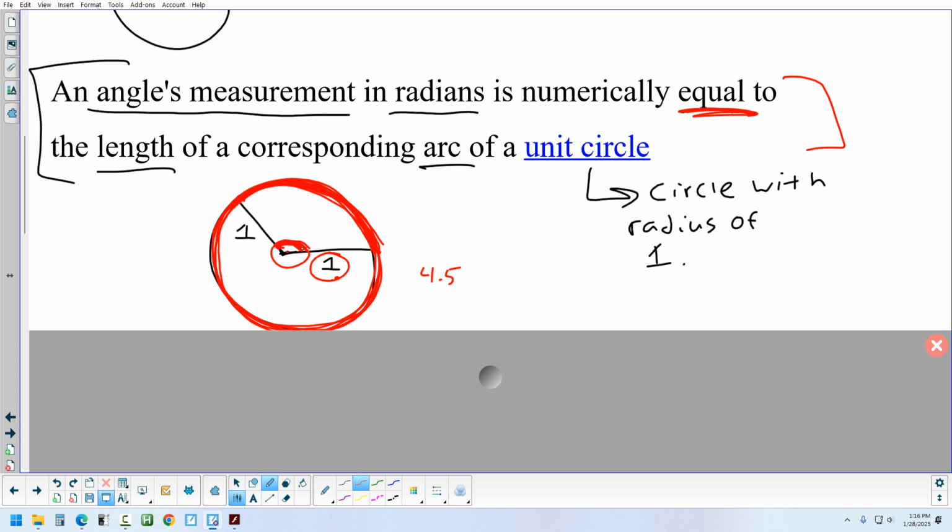So let's figure out the circumference. It has to do with pi, right? Does anybody remember the formula for circumference? Is it 2 pi r? 2 pi r. So let's find the circumference of the unit circle. What am I going to plug in for r? 1.